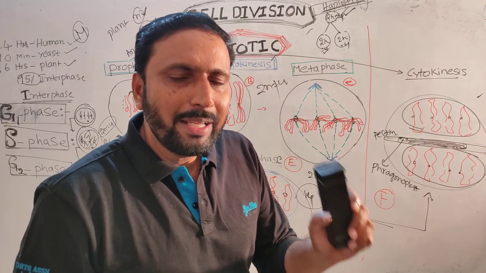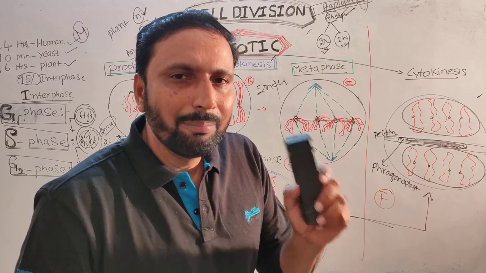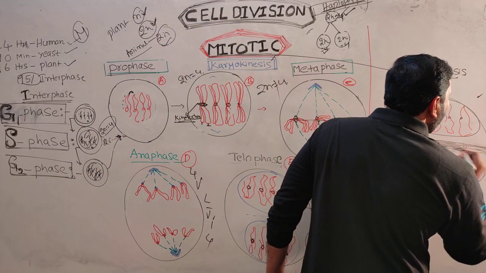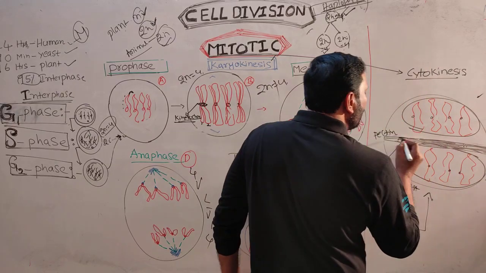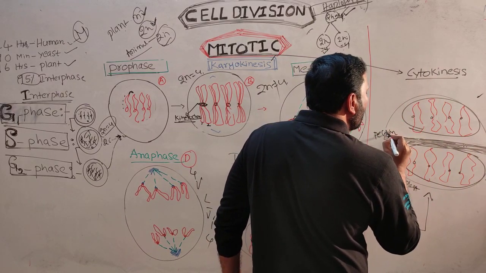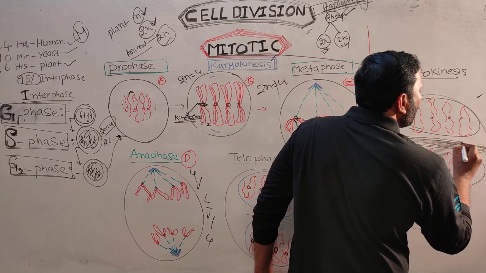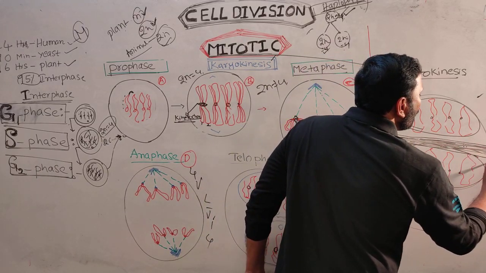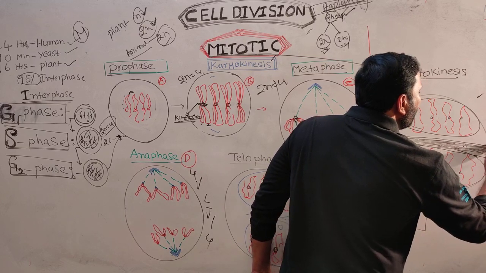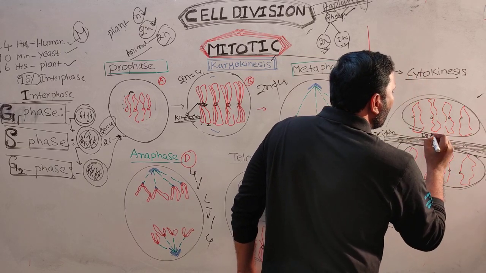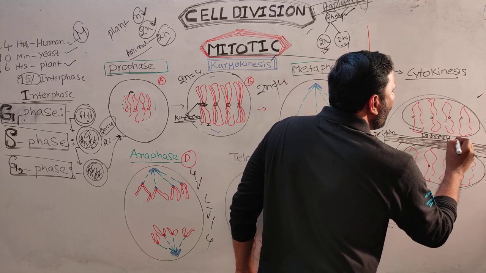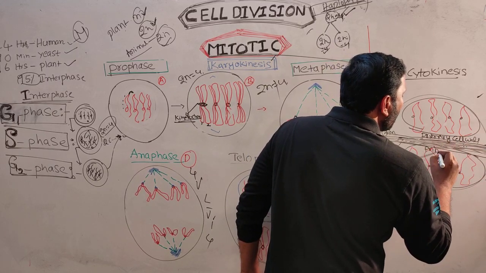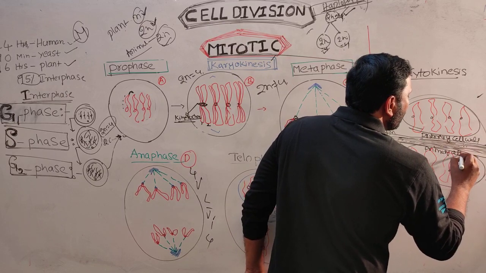Now that cell plate is called middle lamella. So the first formed wall is called middle lamella. This is the middle lamella. Now on either side of the middle lamella, there is a deposition of cellulose, hemicellulose and pectin. So that is why it is called the primary cell wall. On this side a primary cell wall, on that side a primary cell wall forms.